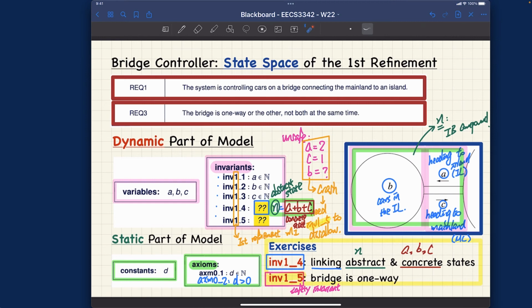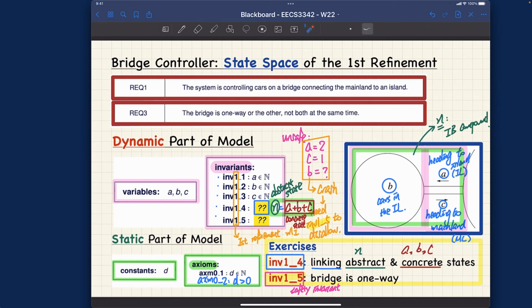This will be more about the safety invariant. We have some safety concern. We want to make sure that when the traffic flow is this way, the other way should be blocked around the exit for the island. Symmetrically, if the flow of the traffic is this way, you want to make sure the exit from the mainland is blocked. That's something we want to have. How can we use only A, B, and C?